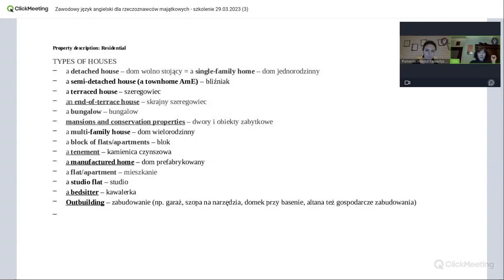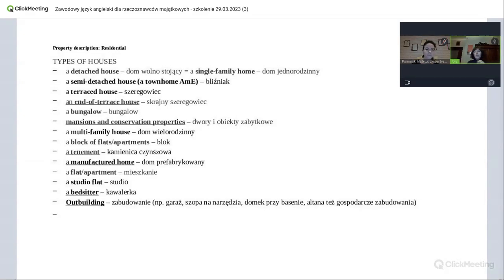So the first one, which I underlined, it's an end of terrace house, because a terrace house or a terraced house, it is szeregowiec. And then sometimes we think, because you've got, okay, the ones in the middle, they are typical, but the ones which are at the ends, they are usually more valuable because they have a little bit bigger piece of land, right? Well, so this is called an end of terrace house, okay?